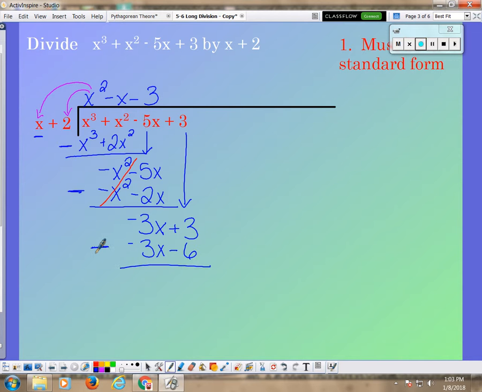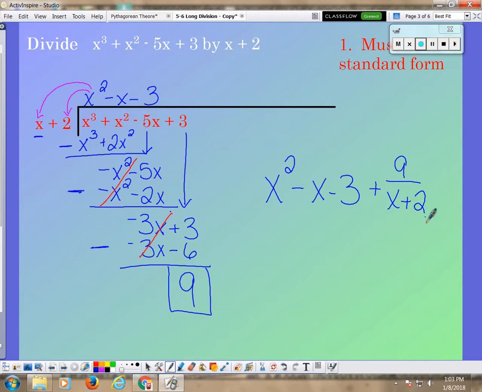I again subtract. A negative 3x minus a negative 3x is going to cancel out. And that leaves me then 3 minus a negative 6. Well, that minus and the negative is going to be a plus, so I'm going to have a 9. This is my remainder. So when I write this answer, I'm going to write it as x squared minus x minus 3 plus a remainder of 9 over x plus 2. Because once again, I'm going to take the remainder and put it over the divisor and get the fraction.